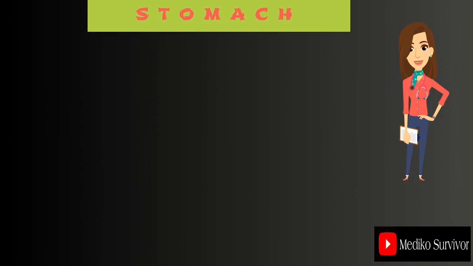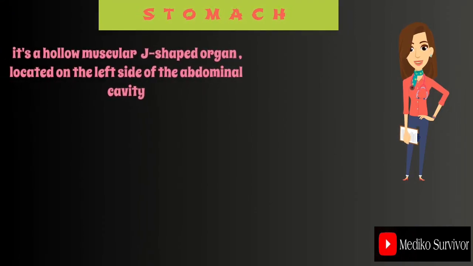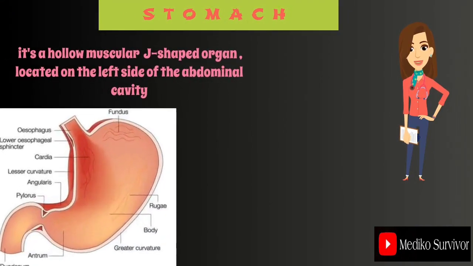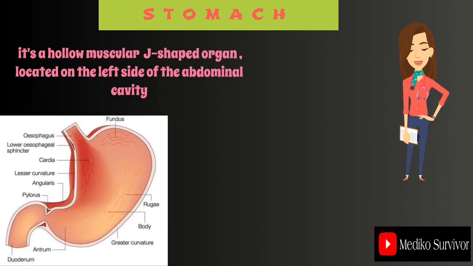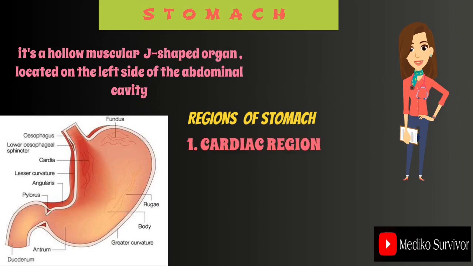The stomach is a hollow muscular, J-shaped organ, located on the left side of the abdominal cavity. Stomach consists of 5 regions. Number 1, cardiac region. It is the first part of the stomach below the esophagus. It contains the cardiac sphincter.